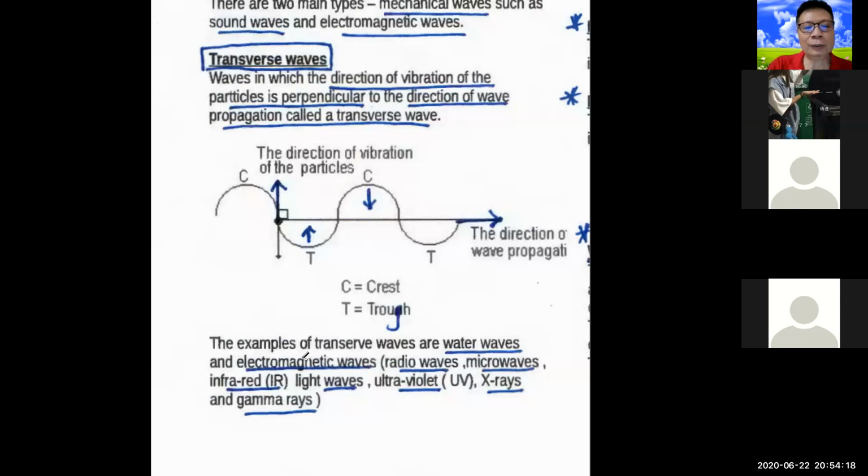Electromagnetic wave is also considered a transverse wave. Electromagnetic wave has 7 components, and you have to memorize all 7: radio wave, microwave, infrared, light wave (light is also considered electromagnetic), ultraviolet, X-ray, and gamma ray. So altogether 7: 1, 2, 3, 4, 5, 6, 7.